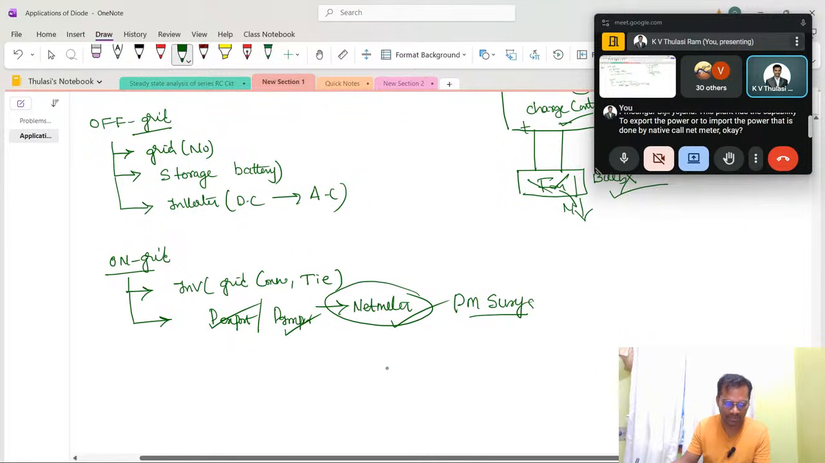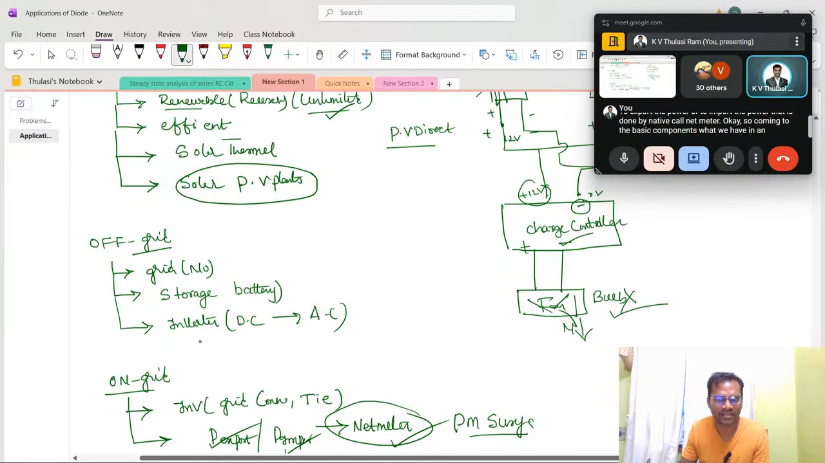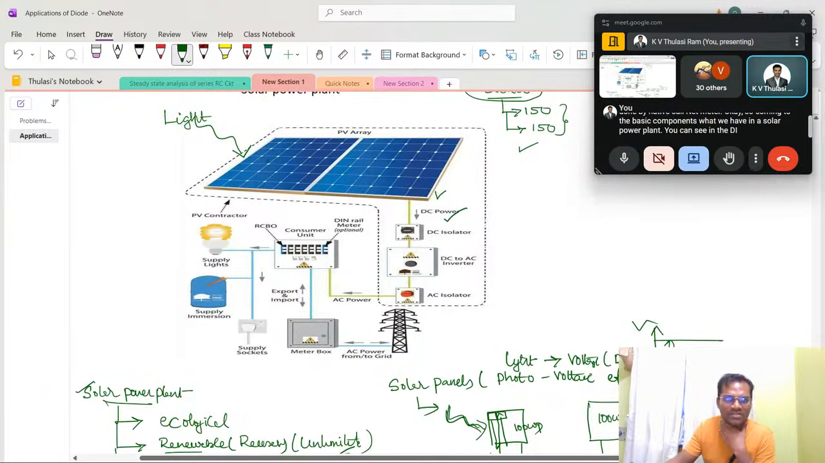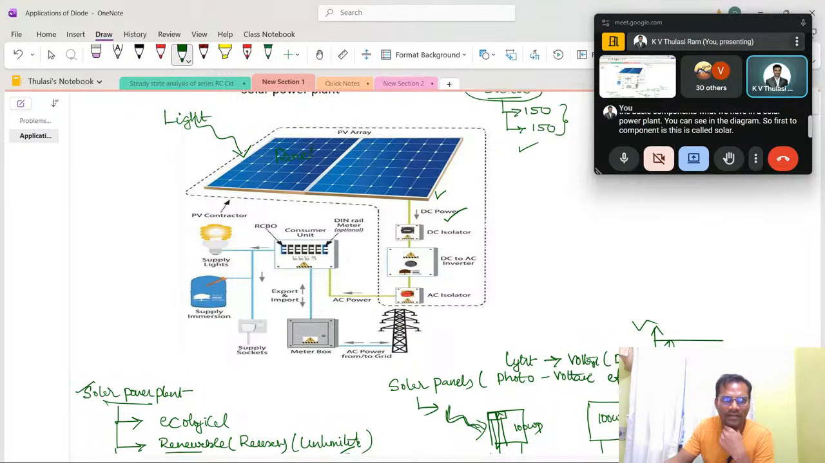Okay, so coming to the basic components in a solar power plant, here you can see in the diagram. The first component is called solar panel 1, and this is solar panel 2. These two solar panels are connected in parallel and constitute a PV array. A group of solar panels is called a solar array, and the output of the solar panel is DC power.